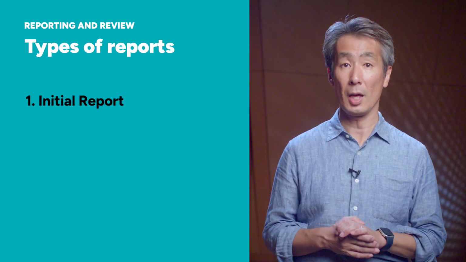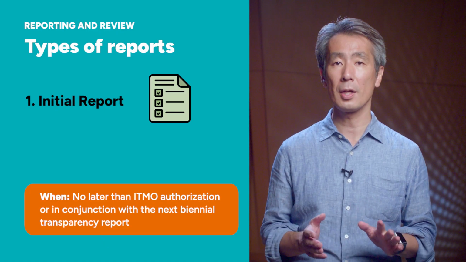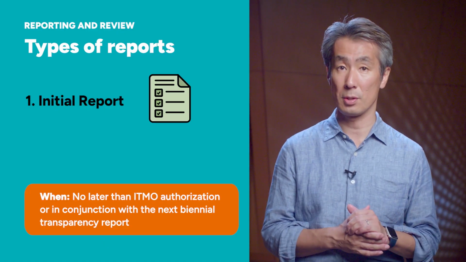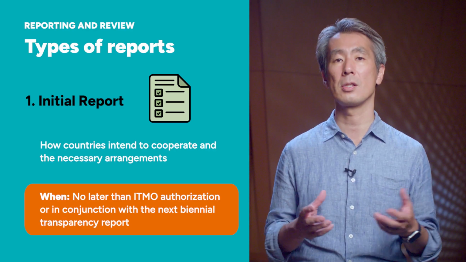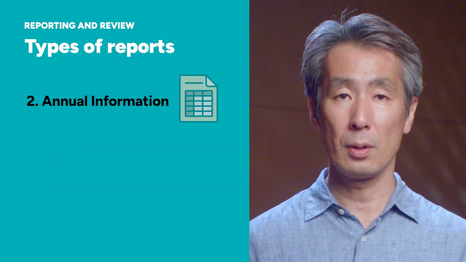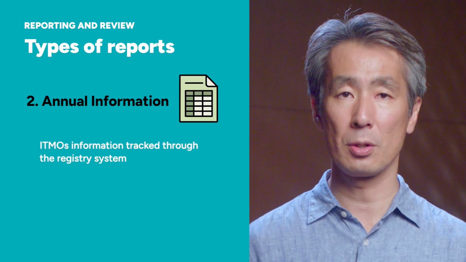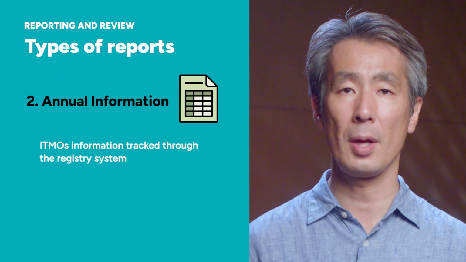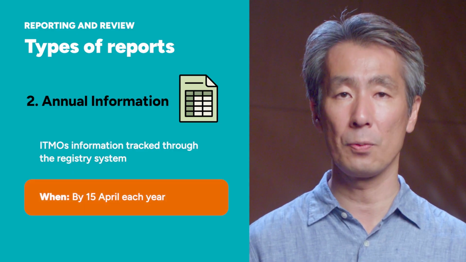Number one, the initial report, submitted at the early stage, typically before the authorization of ITMOs, describing how countries intend to cooperate and the necessary arrangements. Number two, the annual information, reported on ITMOs information, tracked through the registry system and submitted to the UNFCCC by 15 April of each year.